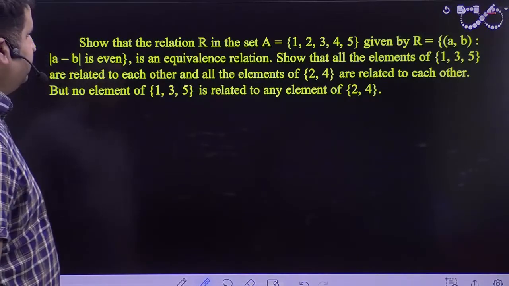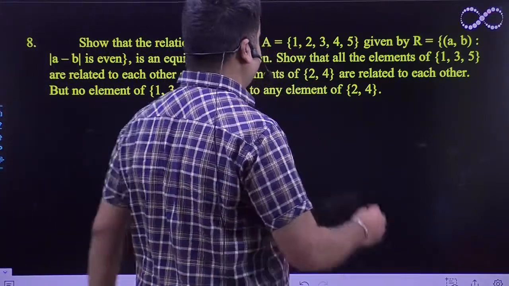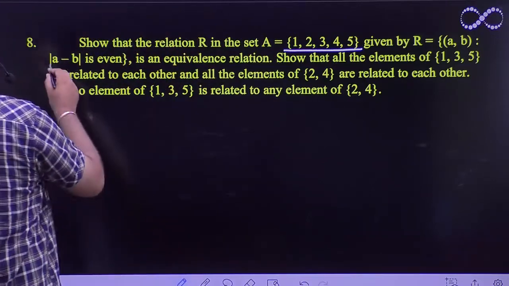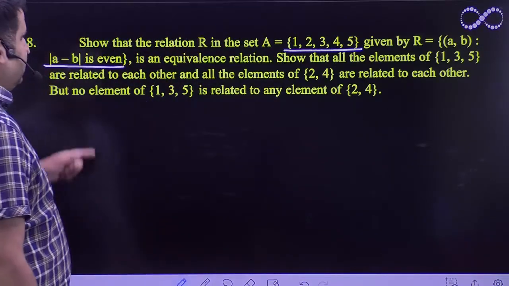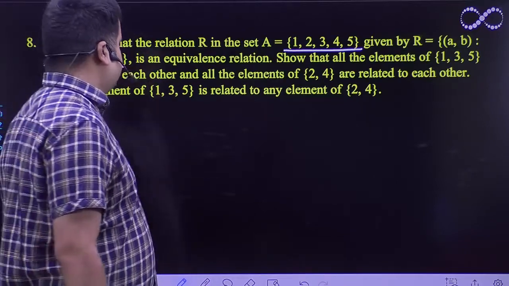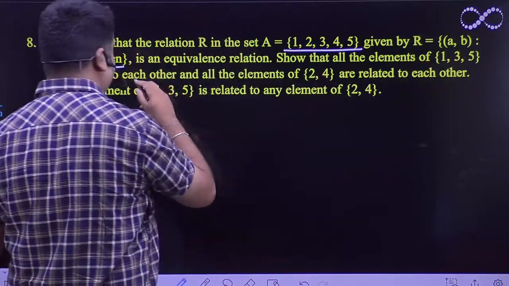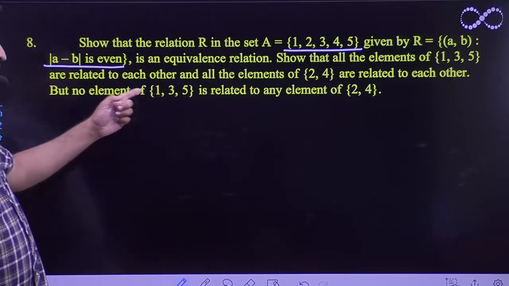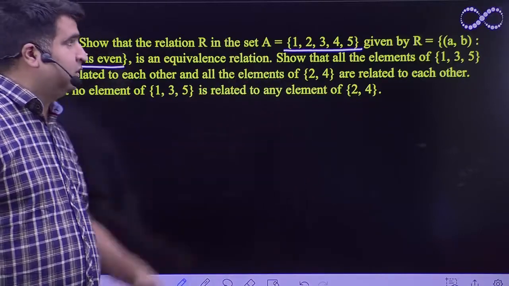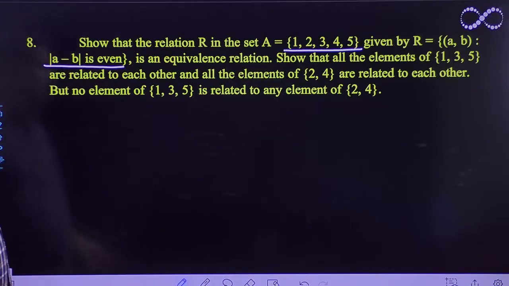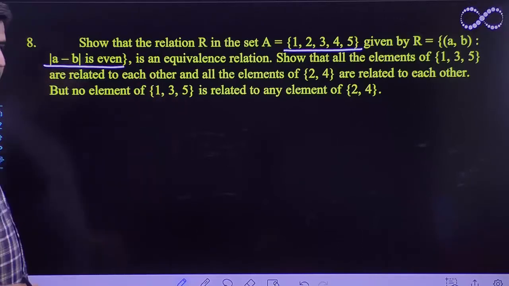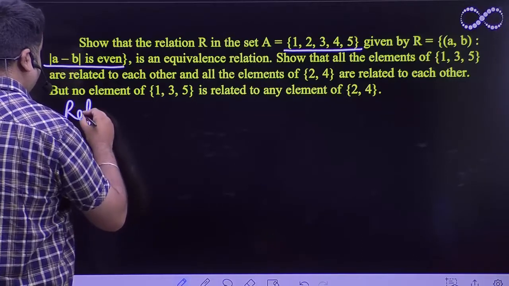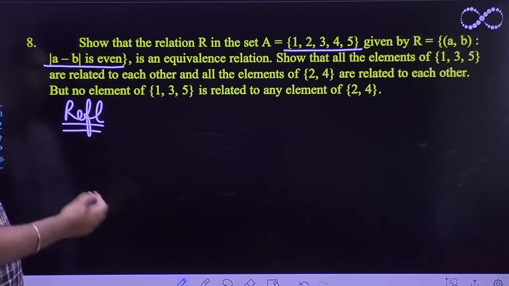Show that the relation in the set {1, 2, 3, 4, 5}. So this is the set which is given to us, and the relation is given as R = {(a, b): |a - b| is even}, is an equivalence relation. Show that the elements of {1, 3, 5} are related to each other, elements of {2, 4} are related to each other, but no element of {1, 3, 5} is related to any element of {2, 4}. Let's first prove that this is an equivalence relation, then we can move to the second part. So to prove that this is an equivalence relation, first we'll have to check for reflexive relation, like we've been doing in all the questions.